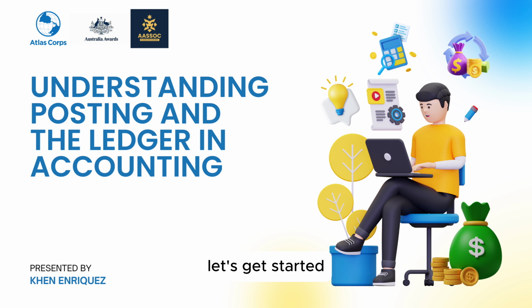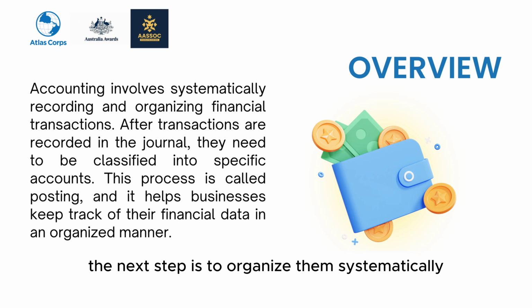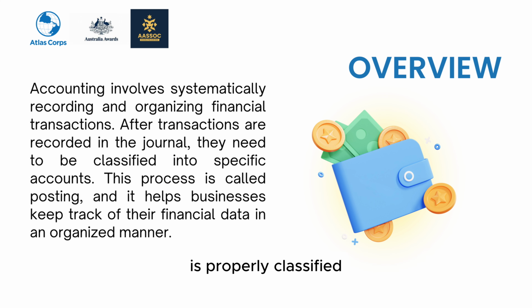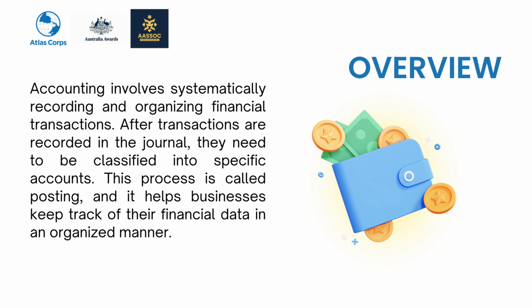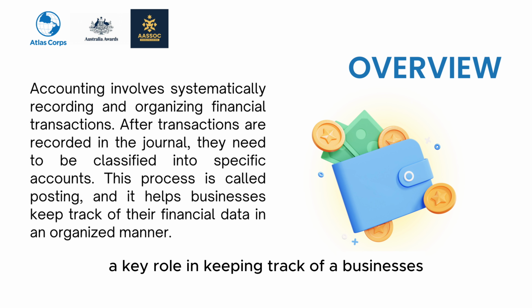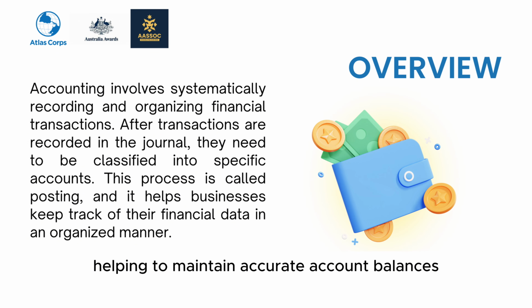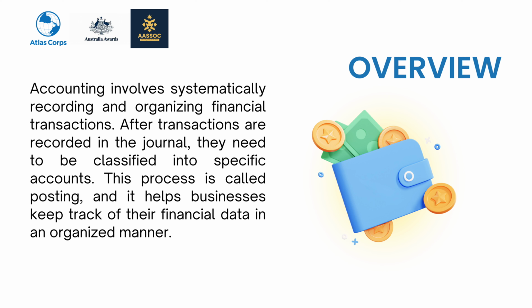Let's get started. Once transactions are recorded in the journal, the next step is to organize them systematically. This process ensures that financial information is properly classified and can be easily retrieved when needed. Posting plays a key role in keeping track of a business's financial activities, helping to maintain accurate account balances and ensuring the reliability of financial statements.